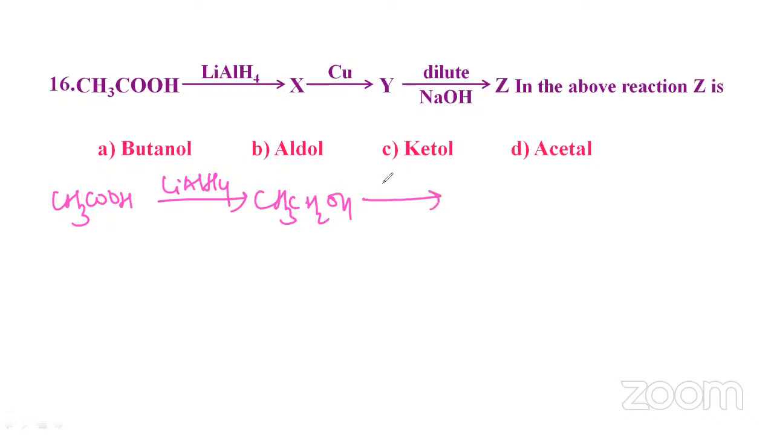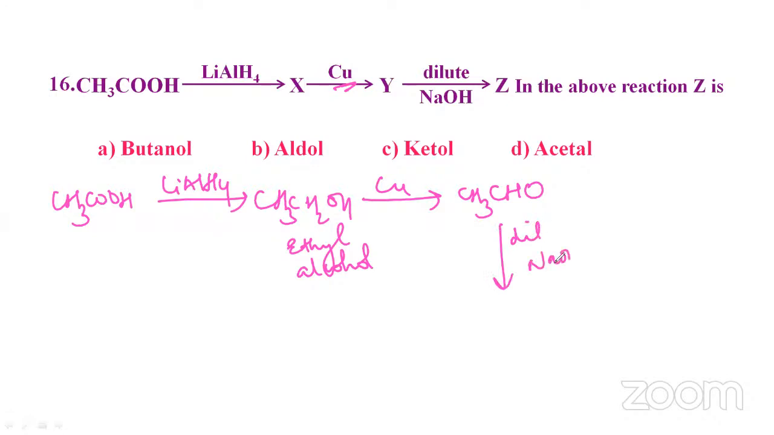This is an alcohol, ethyl alcohol. This on further treatment with copper, it is undergoing what? Reduction. Lithium aluminum hydride is also a good reducing agent. What are you opting here? Ethyl alcohol. So again, further reduction gives you CH3CHO.